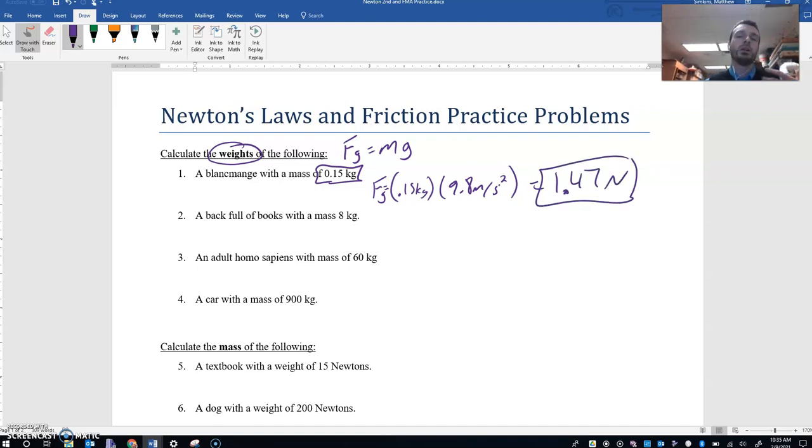A lot of people will see mass and think, that's kind of like the same thing as weight, right? No, it's not. Weight is the force of gravity. Mass is the amount of matter in an object, which we represent in the units of kilograms. So there's the first one.